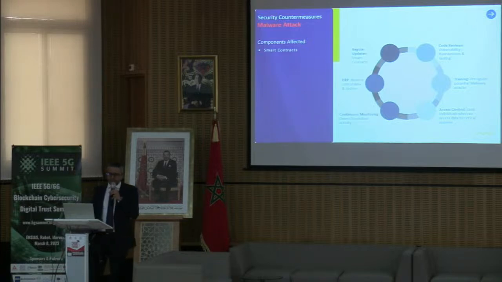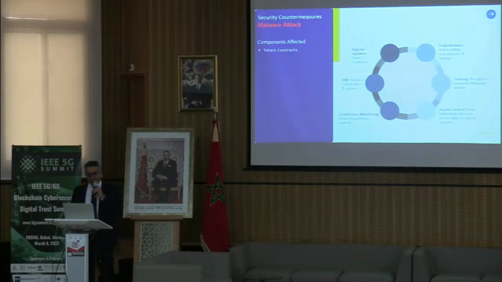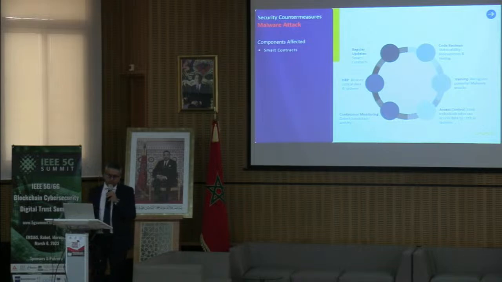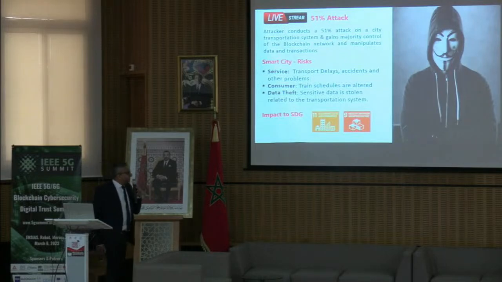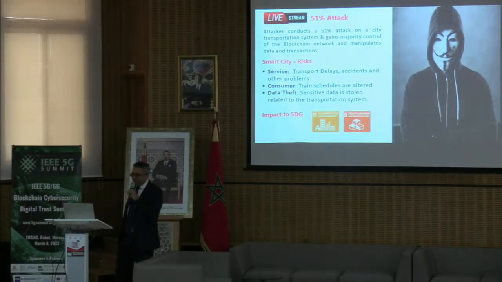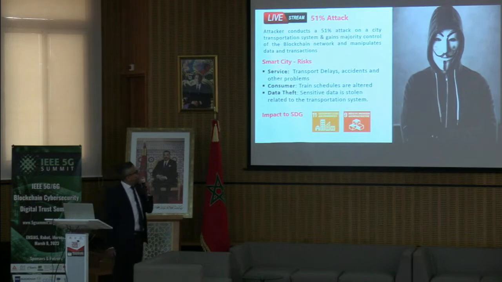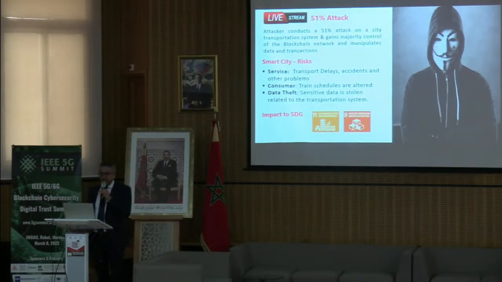The next 3 points, as I mentioned before, come up again and again from a security standpoint because they represent key controls. So there is a focus on disaster recovery planning, continuous monitoring, and regular updates of smart contracts. Finally, I think this attack was mentioned earlier in another presentation, the 51% attack. So the theory around this is an attacker conducts a 51% attack on a city's transportation systems and gains majority control of the blockchain network and manipulates data and transactions.